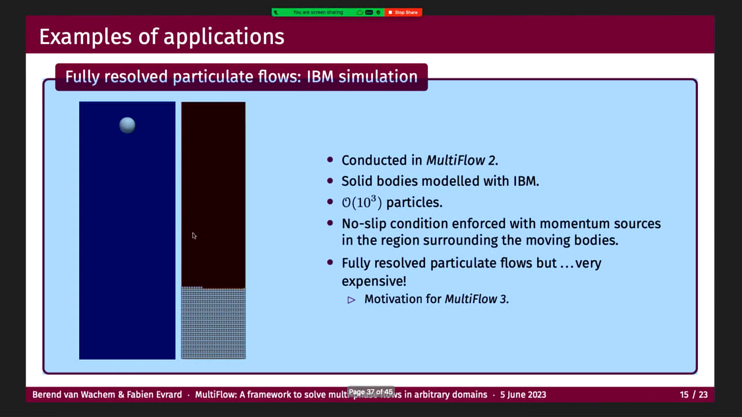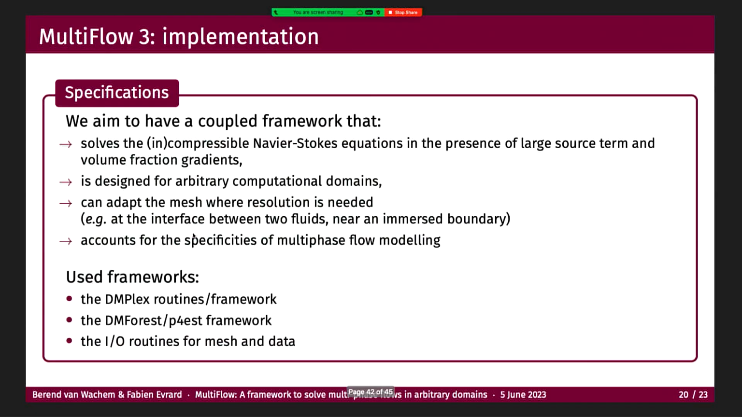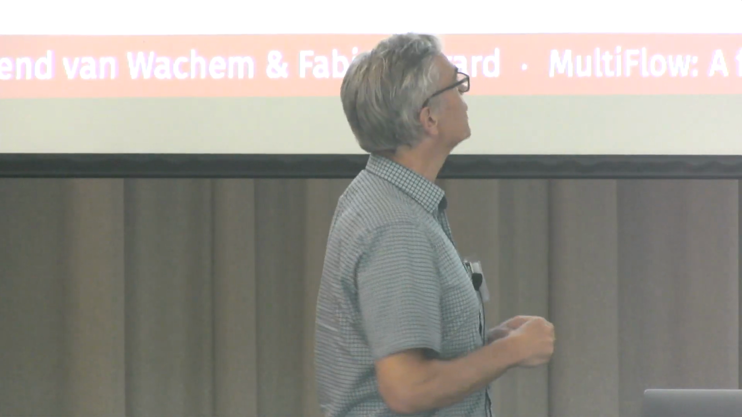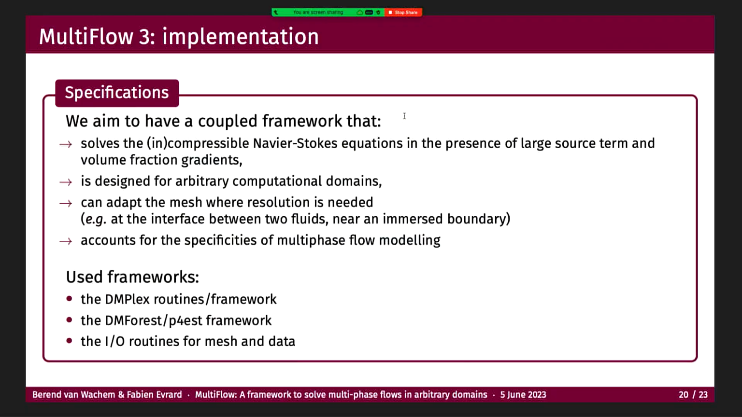enter full screen. Yeah. So these are some of the examples I showed you. So what we'd like to have is a coupled framework which solves various types of compressible and incompressible Navier-Stokes. We also do this for the compressible variations. Still pressure-based. It's designed for arbitrary domains where we can adapt the mesh where we would like it to based on specified criteria. And looking at particles, looking at droplets, looking at interfaces and their dynamics. For that we've used DMPlex, DMForest, PETSc, and the I/O routines for the mesh and the data.